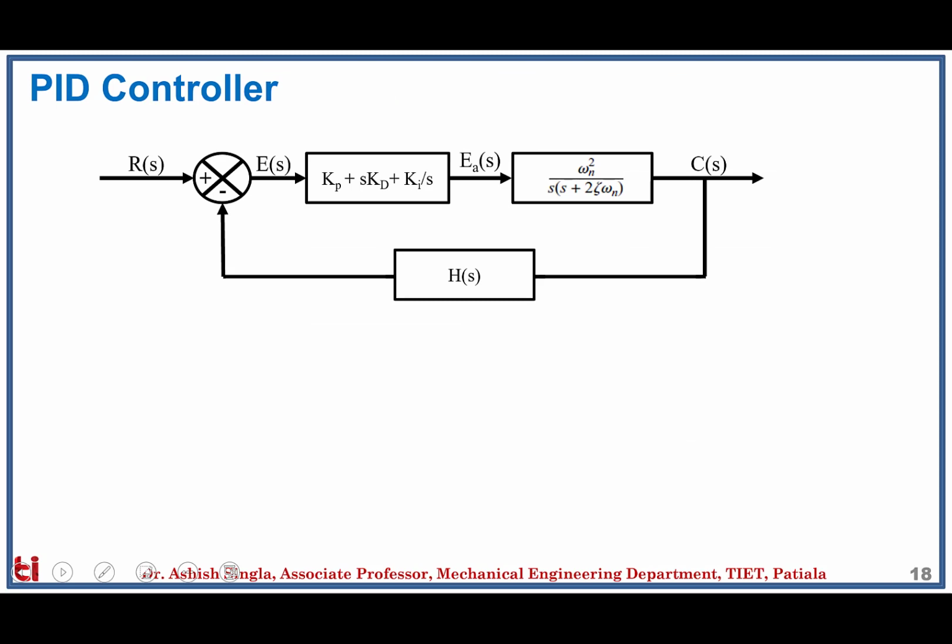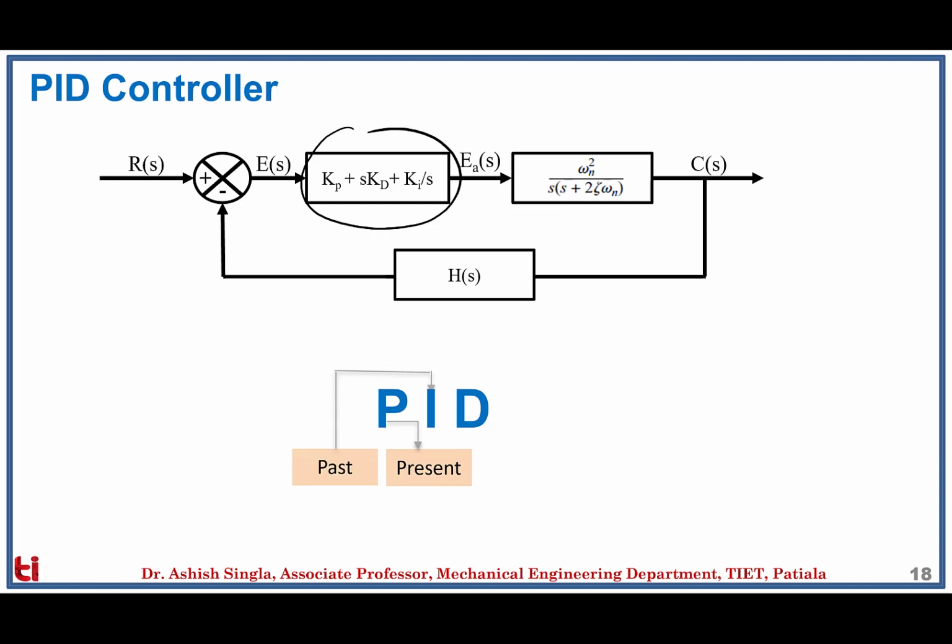Finally, we have the PID controller, where all the three control actions have been taken into account. So here you can see the controller is kp plus s kd plus ki by s, and it will contain all the merits of all the three individual control actions. So in a nutshell, we can say under the PID control, the proportional part of the controller will take care of the present state of the system. The integral part of the PID controller will take care of the past of the system, because it is based on the accumulation of the error. The derivative control action will take care of the future of the system, because it is anticipatory in nature.